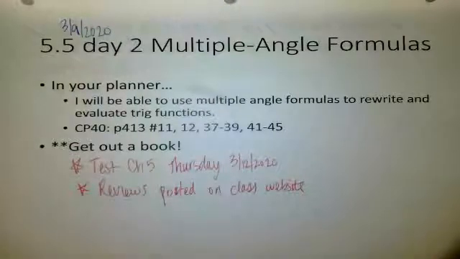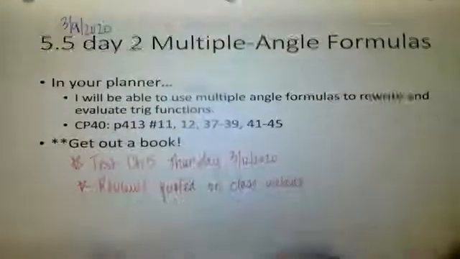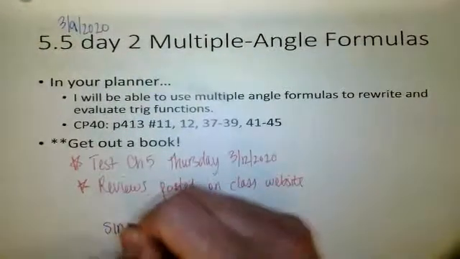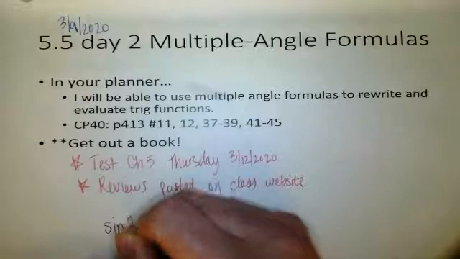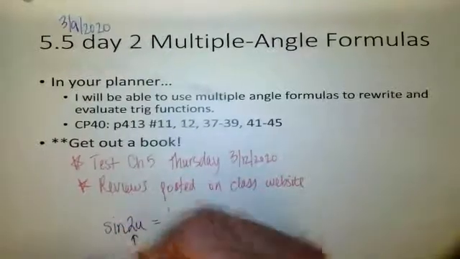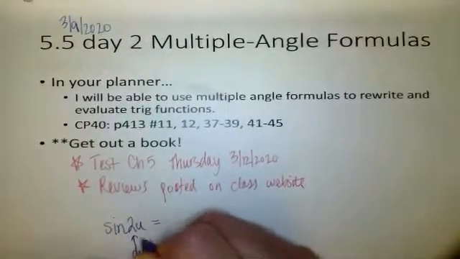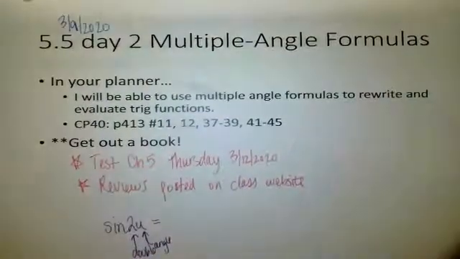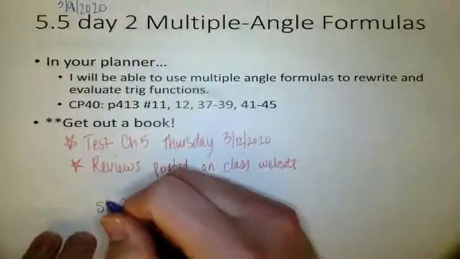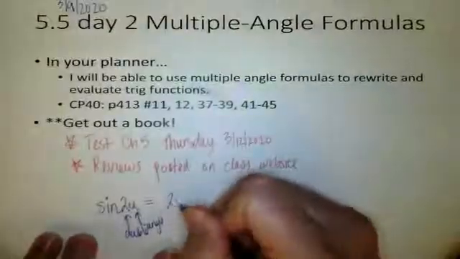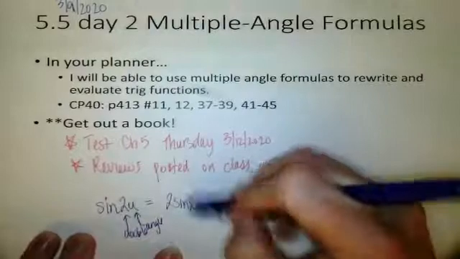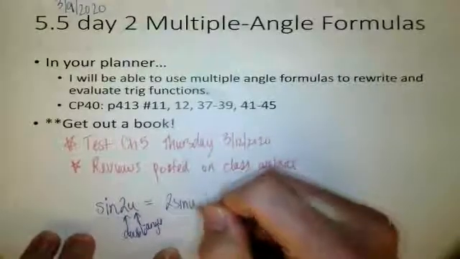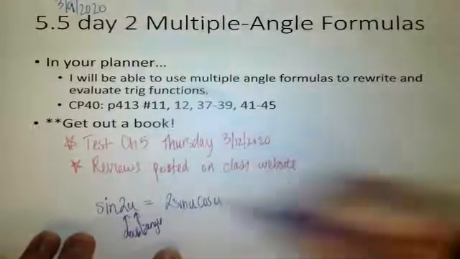Okay, we are looking again at the multiple angle formulas. We talked about these on Friday. So, sine of 2u, this is called double the angle. Sine of double some angle expands into what? Twice sine u, cosine u.